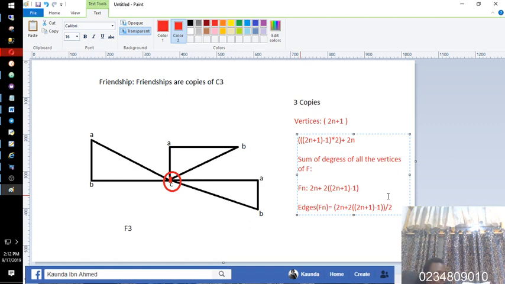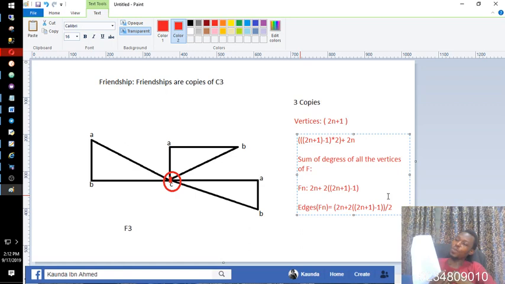So there is this thing he has drawn. A friendship graph with 2 copies of C3. It asks what is the number of edges, then what is the number of vertices. So that is the formula for vertices, and this is the formula for the sum of the degrees. Once you get the degree sum, you then have to divide it by 2 to get the number.